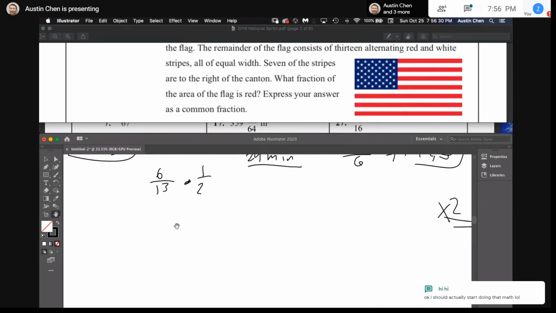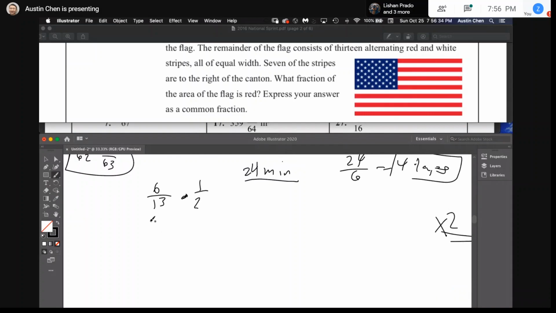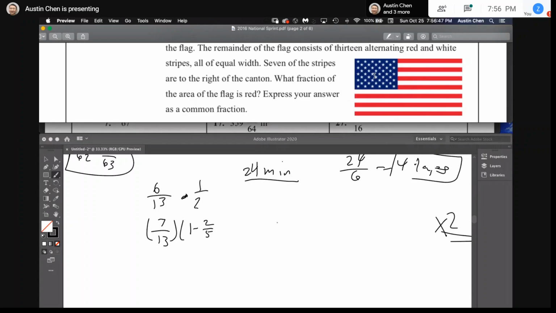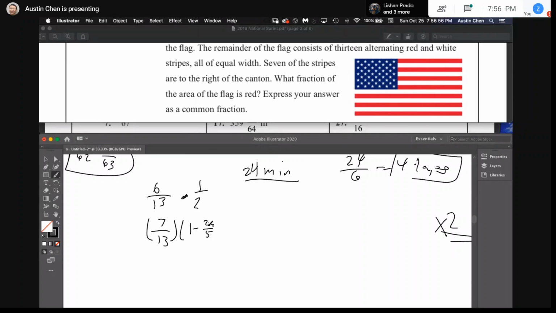All right. Now the area of this top box is going to be 7/13, right? And we want to multiply this by 1 minus 2/5, right? Because then it will get us the area of this box right here. Because we know that this length is 2/5, so the area of this with respect to that is 1 minus 2/5, or 3/5, right?